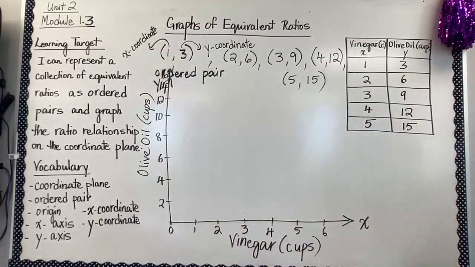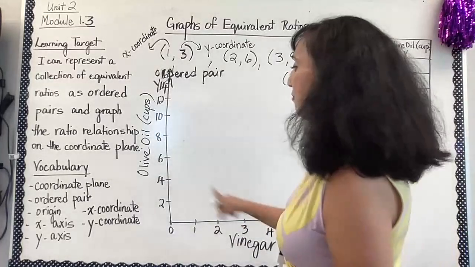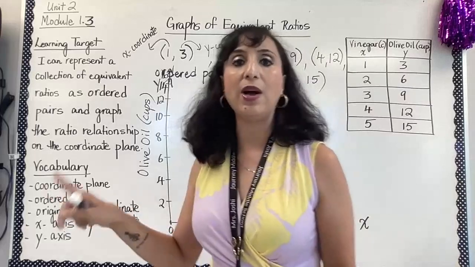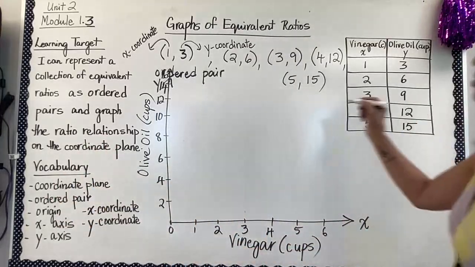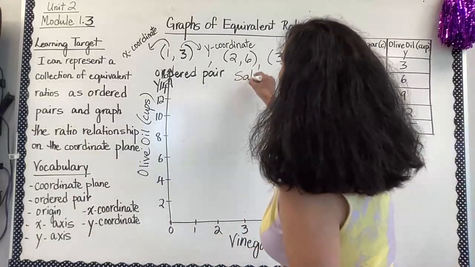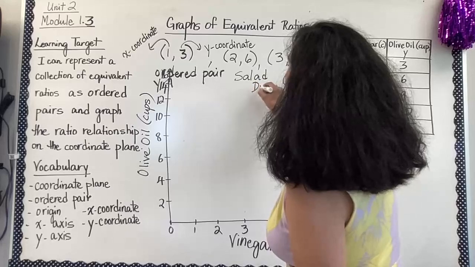So I've got to label the x-axis, and I've got to label the y-axis so I can see what each is representing. And over here, we have salad dressing. This is salad dressing.